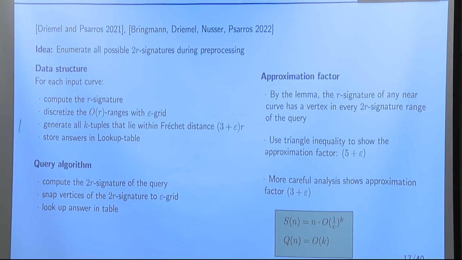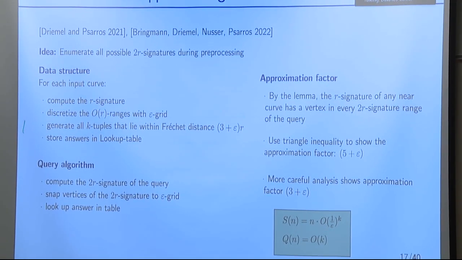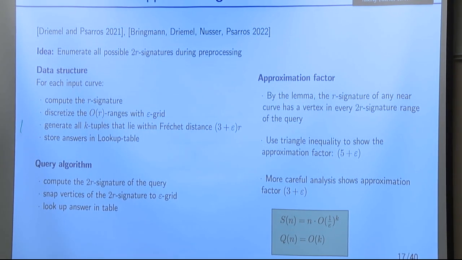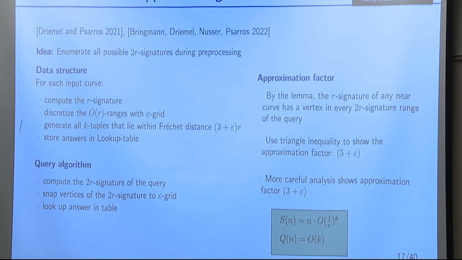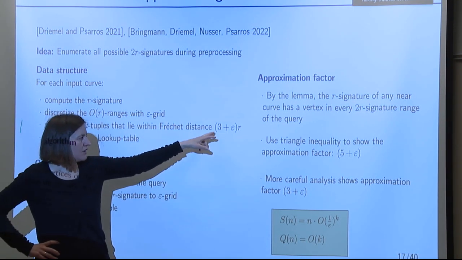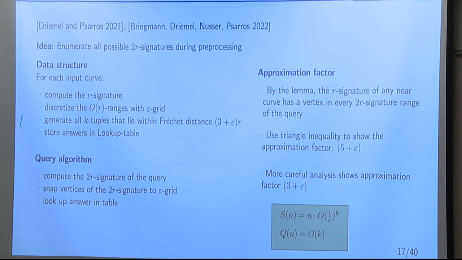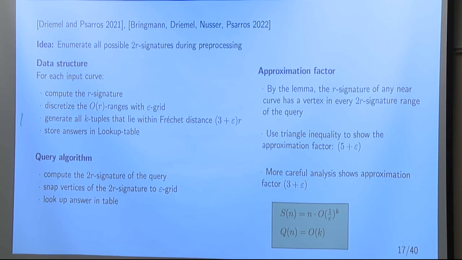Yeah? Why do you have to generate tuples with 3 plus epsilon times R? Why can't I use 2 plus epsilon times R? So we will see. This was the original approach that we did in this other paper. And then in the paper with Brinkmann, Nussbaum, Psaros, we modified this a little bit. So I'm not exactly sure if we did use 3 or 2 here, but definitely you need to go a bit larger to capture everything. I can look it up and then follow up later.